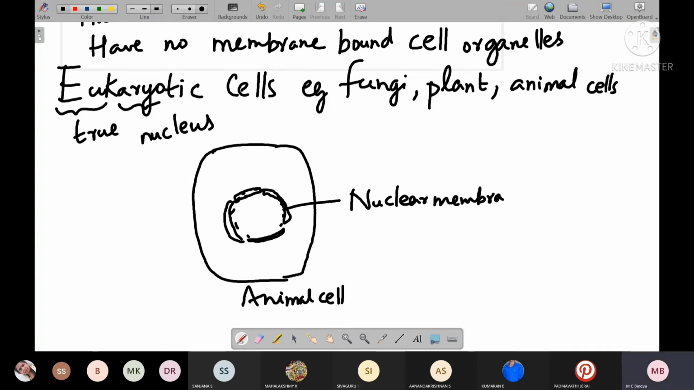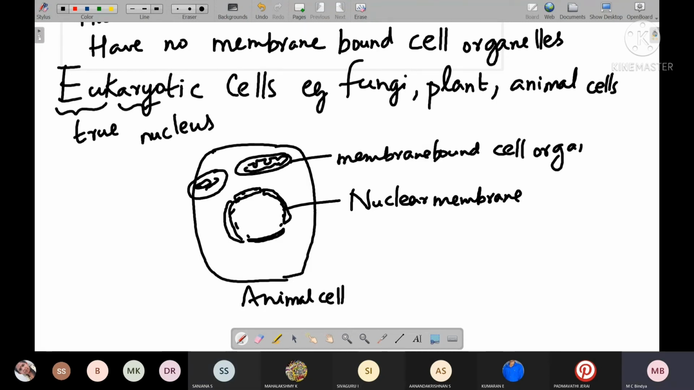It also has membrane bound cell organelles like mitochondria, then lysosomes. Like that, they have got membrane bound cell organelles. So all the eukaryotic cells have a nuclear membrane also. So they have a true nucleus. This whole thing inside is called the nucleus. They also have got membrane bound cell organelles, which prokaryotic cells don't have.